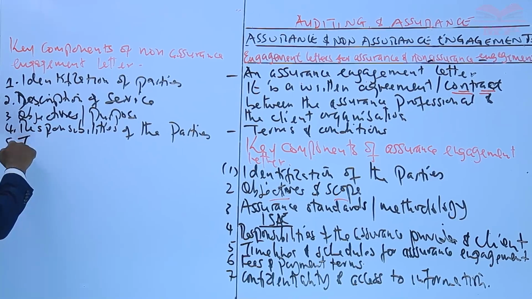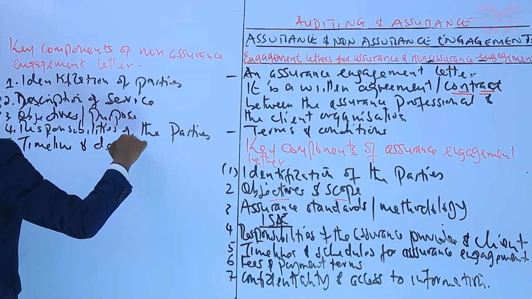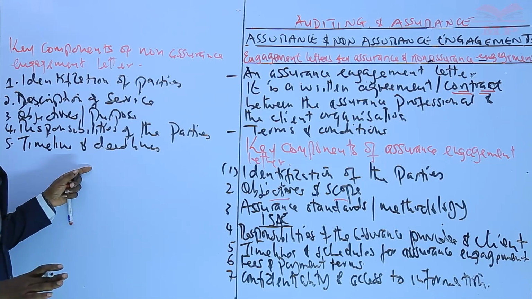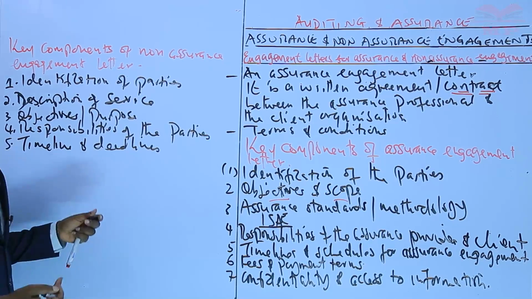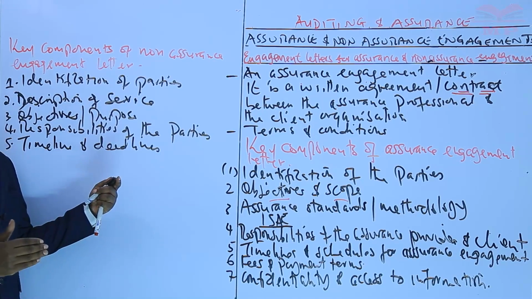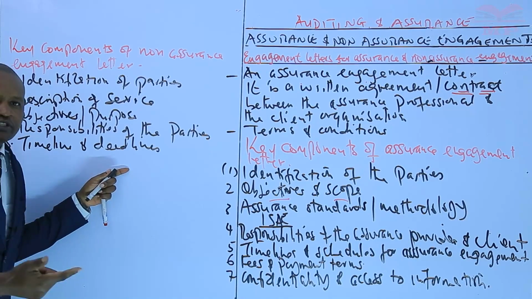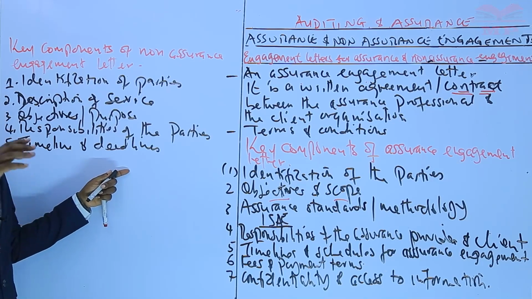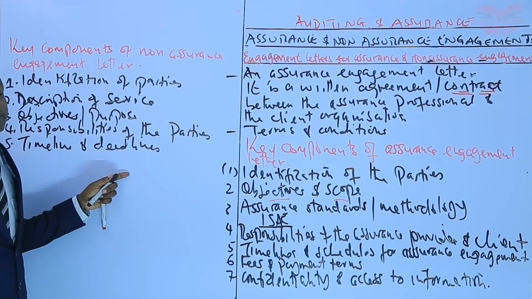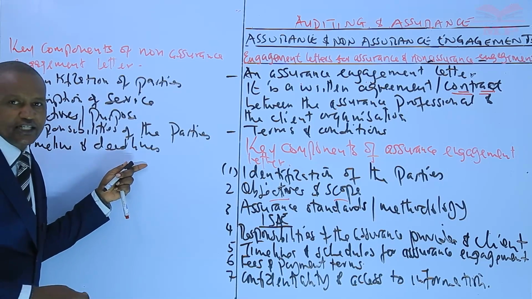Number 5, timeline and deadlines. The engagement letter here includes the expected timeline or schedules for the non-assurance engagement. It also specifies the important dates, important milestones, and deadlines, ensuring that both parties have a clear understanding of the timing and expectations.